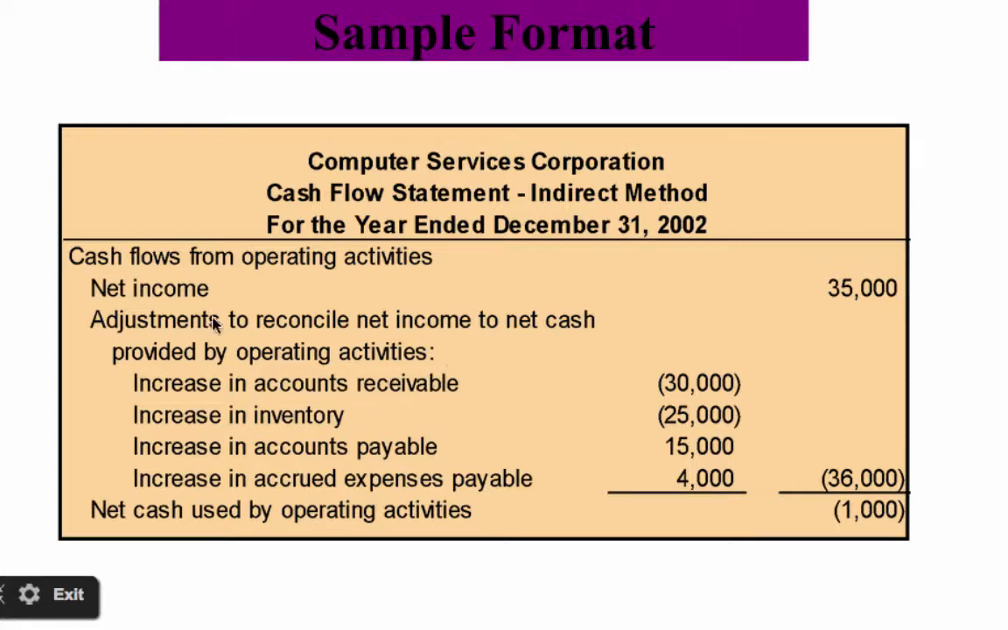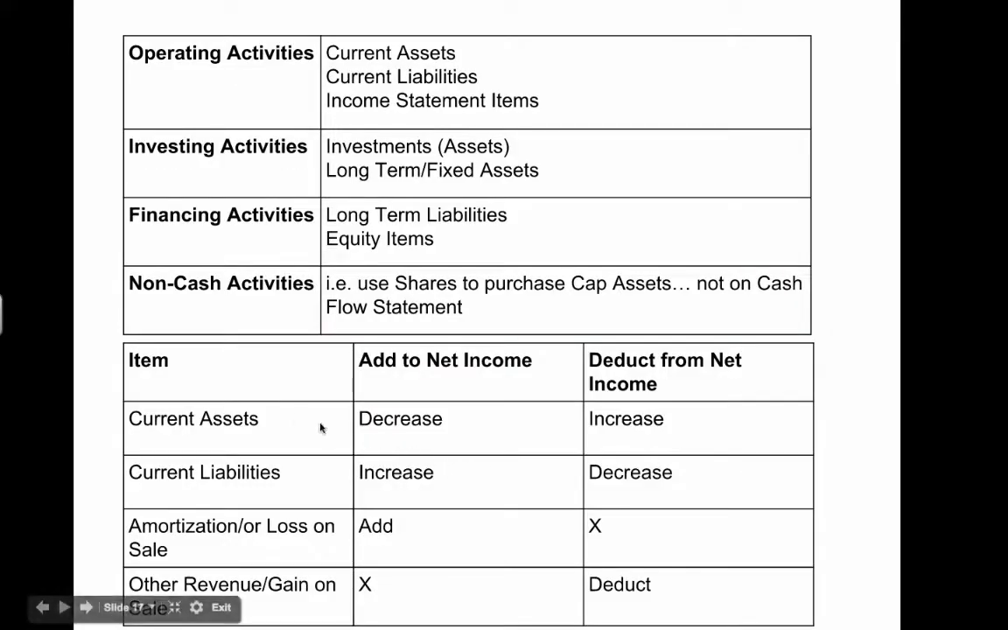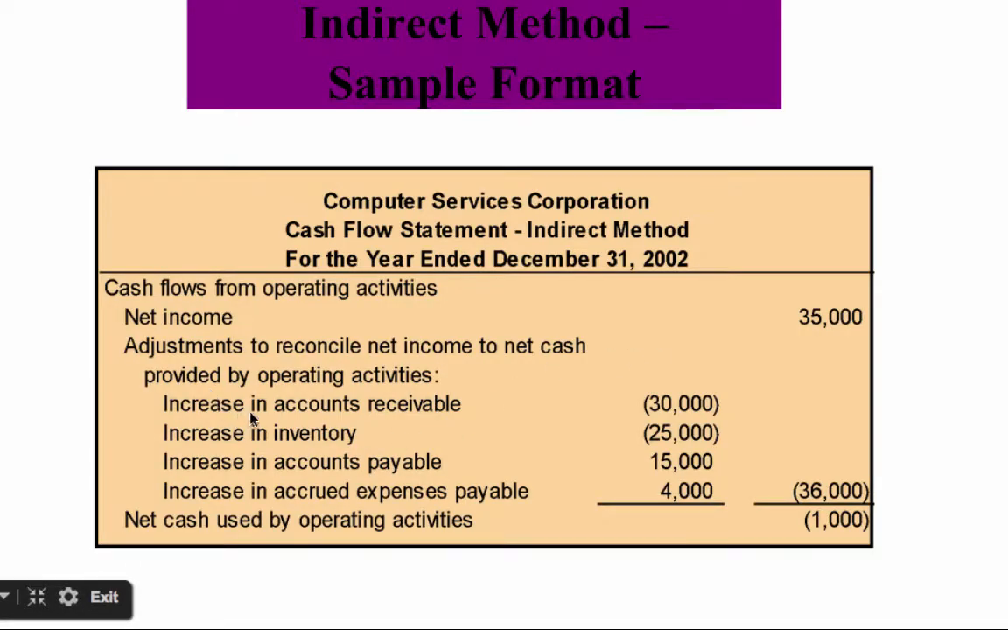I will give you this statement in class. And then, as I mentioned, you start going through the current assets, current liabilities, and certain income statement items. So in this case, we'll start with current assets. If they went down, you add, and vice versa here. So there was an increase in accounts receivable by $30,000. And so there you're going to subtract it.